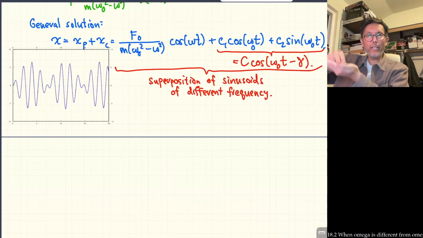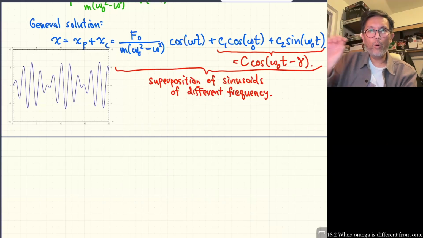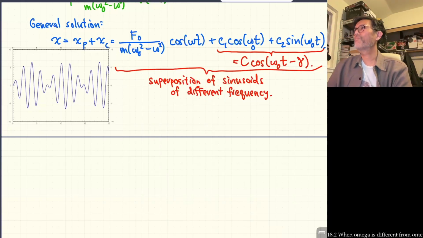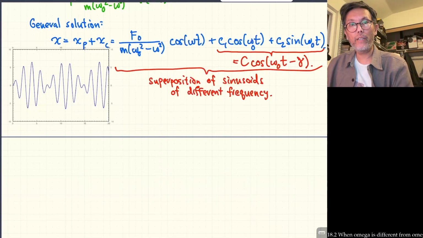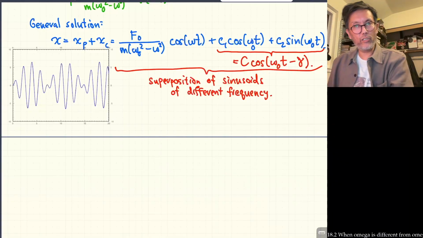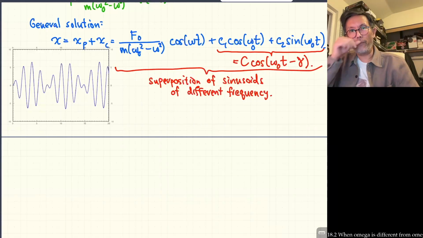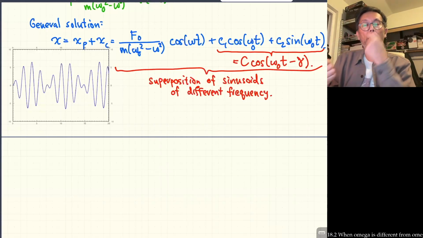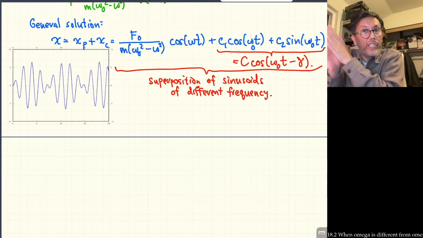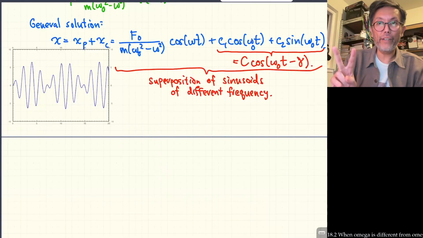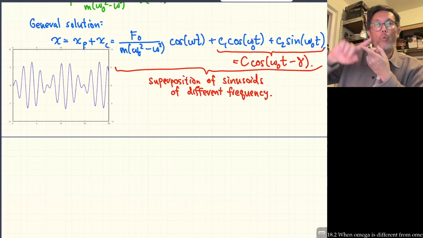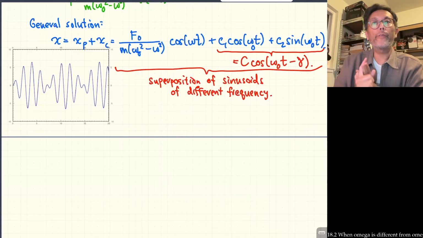Do you hear the beating? Wub, wub, wub, wub. That's the beating phenomenon, and that's what we see in the solutions to these differential equations. When omega and omega naught are close, we really hear this very clearly. These were two tones that I played on top of one another, one at 131 hertz and one at 135 hertz.